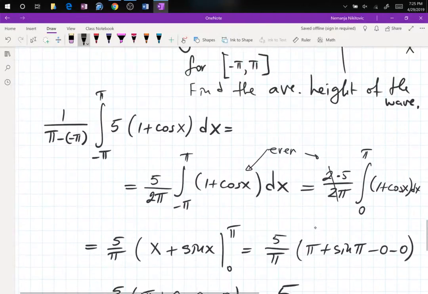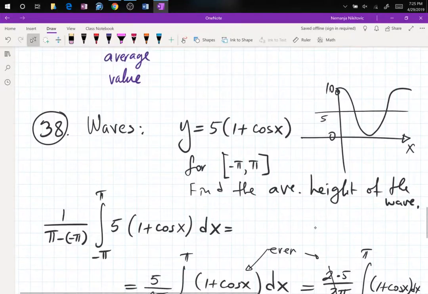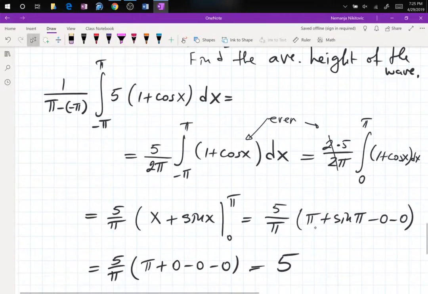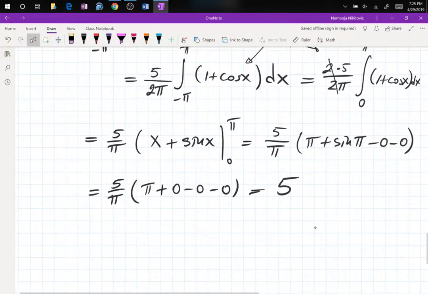Now I'm going to go back to my picture up there and ask, does it make sense to be 5? Of course it does make sense to be 5, right? Because 5 is in the middle. It's the mean value theorem. The mean value between 0 and 10 is 5. So it matches. Because remember, you're calculating the average height. So the average height will be 5.